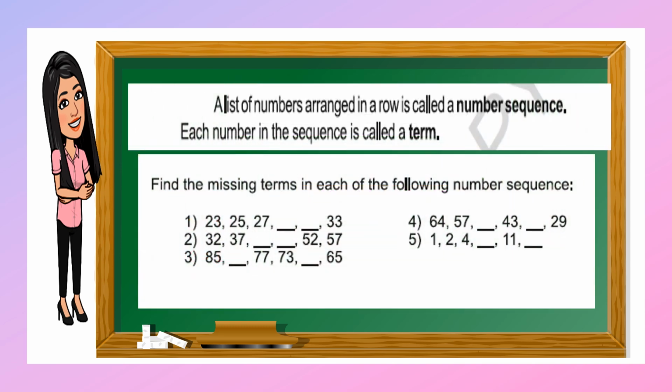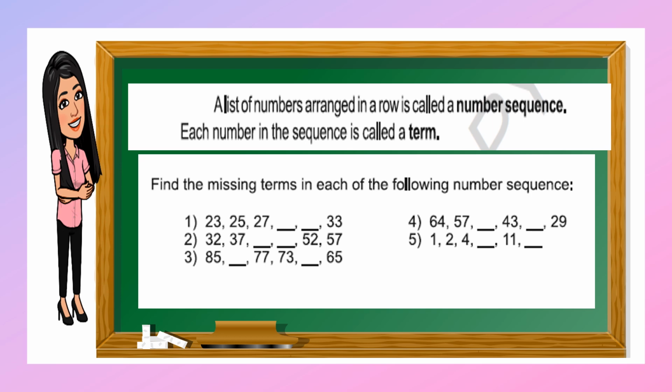A list of numbers arranged in a row is called a number sequence. Each number in the sequence is called a term. We have here, find the missing terms in each of the following. So look at the pattern. We have 23, 25, 27, two missing terms, and 33.